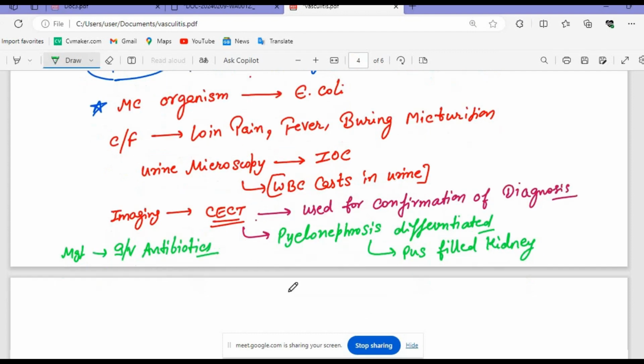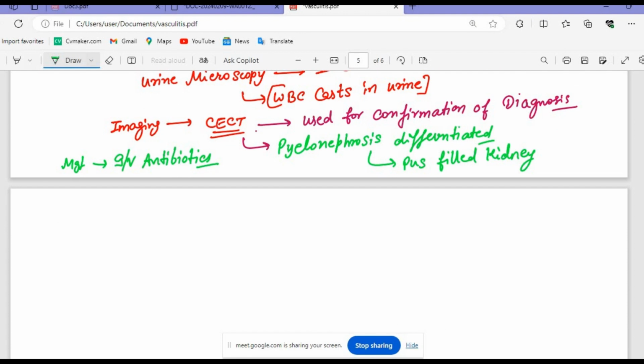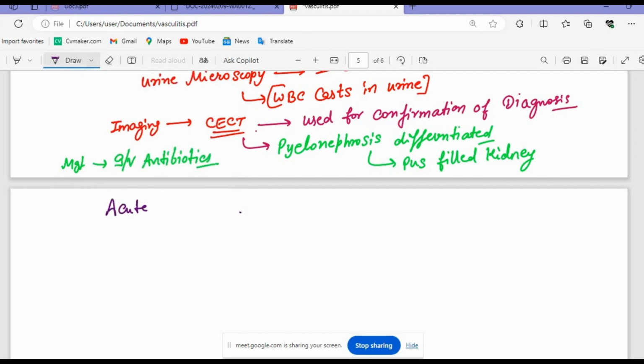Then other conditions we can have in this patient. This is also a case of acute findings, like the patient having fever, pain, loin pain. All these things we can see in these patients. And also remember, acute pyelonephritis is the leading cause of septic shock.